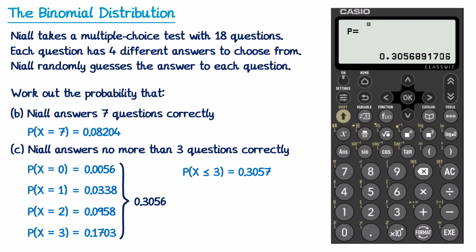The reason the previous calculation gave us a slightly different answer was because it was the sum of these 4 numbers here, which had all been rounded off to 4 decimal places. So it's actually better to use the cumulative binomial distribution when given a question like this. Let's use this information to practice calculating some more probabilities.